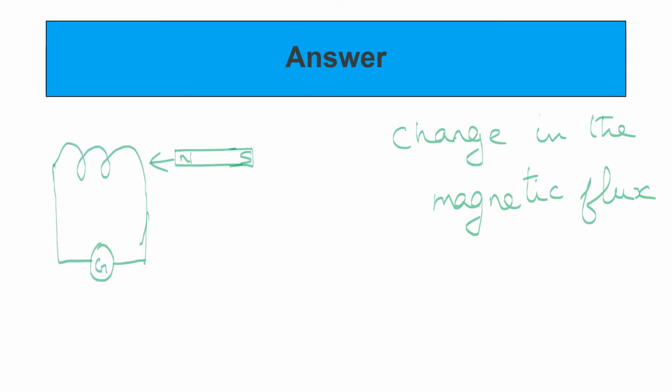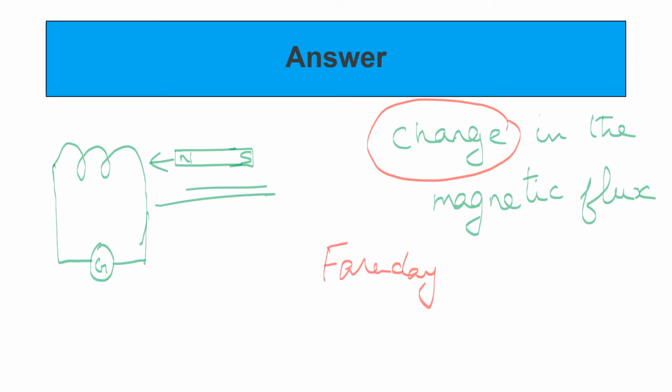In the given question, this coil is fixed and this bar magnet is moving. Only when this bar magnet is moving, as this coil is fixed, there will be a change in the magnetic flux. And according to Faraday's law of electromagnetic induction, only when there is a change in the magnetic flux is an induced current produced.